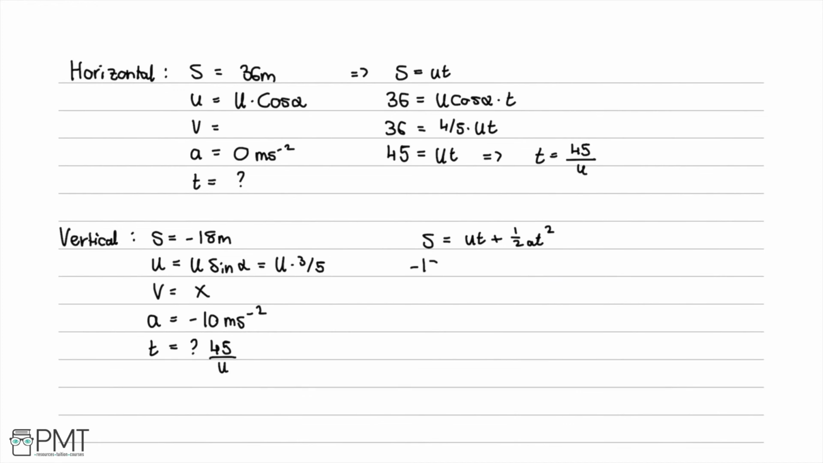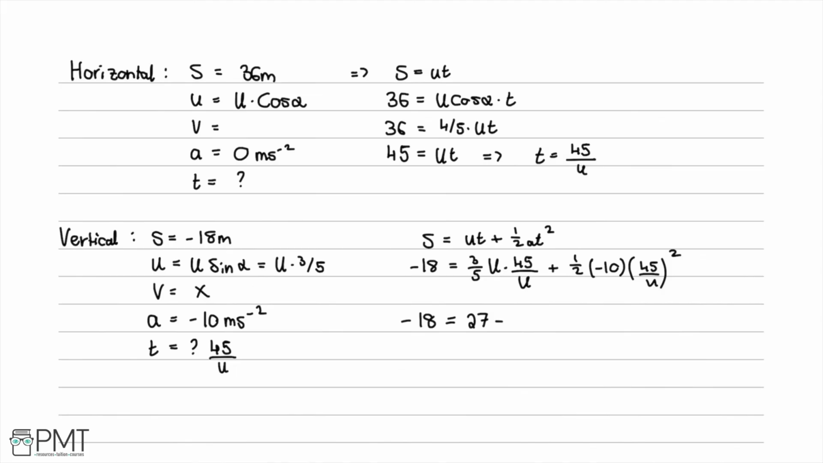So we have that the displacement is equal to negative 18, and then we have that u is equal to 3 over 5 u, and we multiply that by 45 over u. So in a second we're going to see that our u's cancel out, but carry on for now. We then add on 1/2 of negative 10 and then 45 over u, squared. So if we're tidying this up a bit, we'll keep our negative 18 on one side, and then we'll have that our u's cancel out, and then we'll have 3 over 5 multiplied by 45, which is going to be equal to 27, and then we have 1/2 multiplied by negative 10 multiplied by 45 squared, and that's going to be equal to negative 10,125.